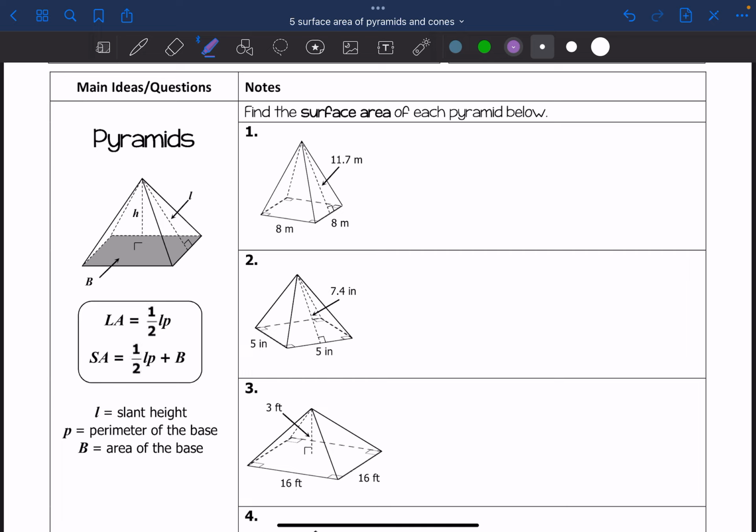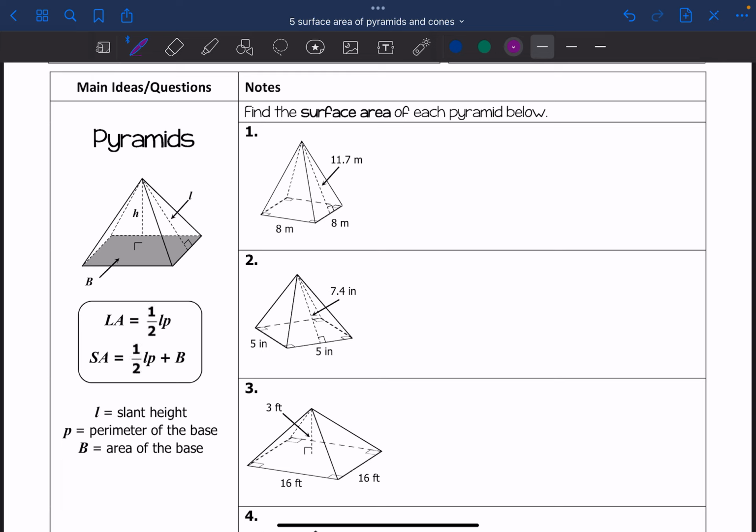It's 1/2 L times P. P is the perimeter of the base, so we're going to have to find the edges of the base here. And L is the slant height. So be careful with this. It's not like regular height. Like if I'm looking here, this is labeled with H. That's the height of the pyramid. Slant height is when you're looking at one of these faces on the side, how tall that one is. So we need that.